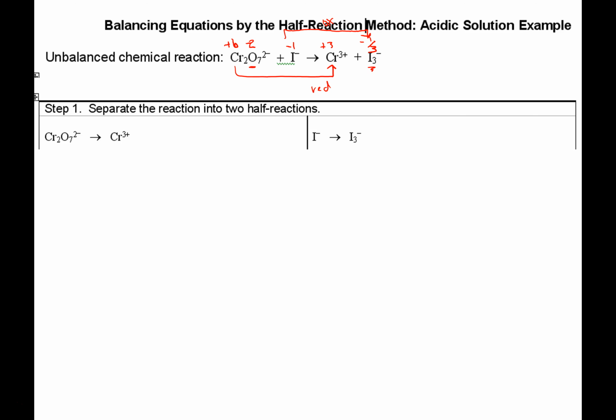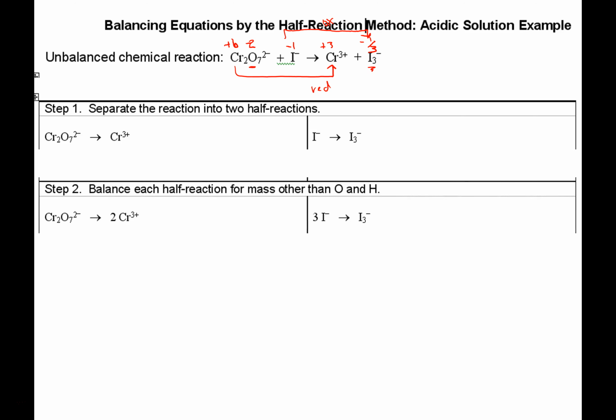We took the thing that was being reduced, chromium. So we took the whole Cr2O7 2- because it has the chromium +6 oxidation state, and we put chromium +3 on the other side. Okay, so the next step is to balance them. So the difference between step 1 and step 2 is we have balanced them for anything other than oxygen and hydrogen. So notice that with regard to this half reaction on the left, we need to put a 2 in front of the chromium, right? And then over here on the right, we need to put a 3 in front of the I-.